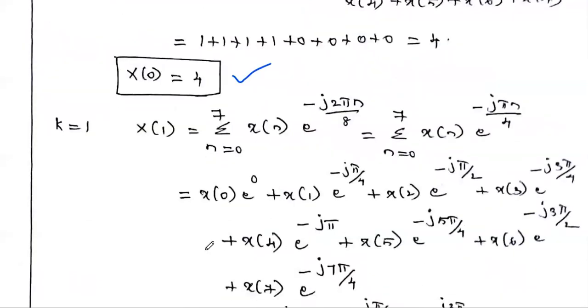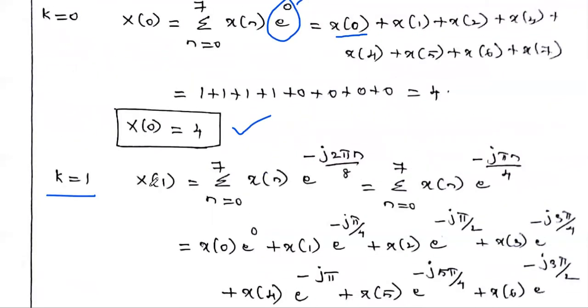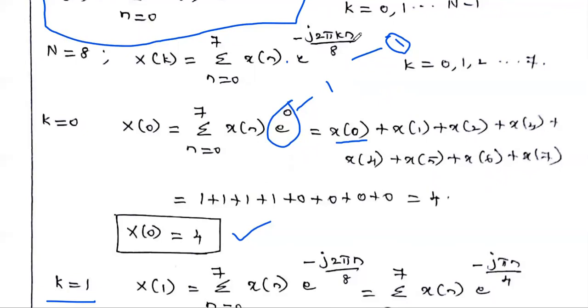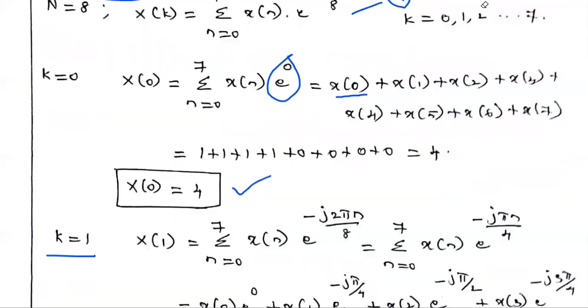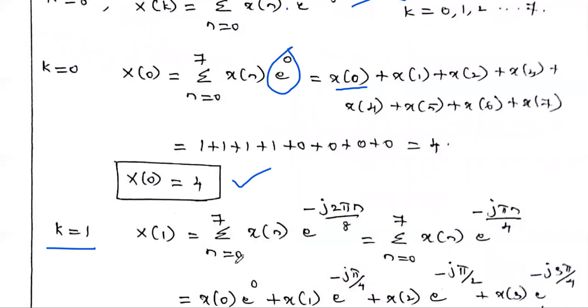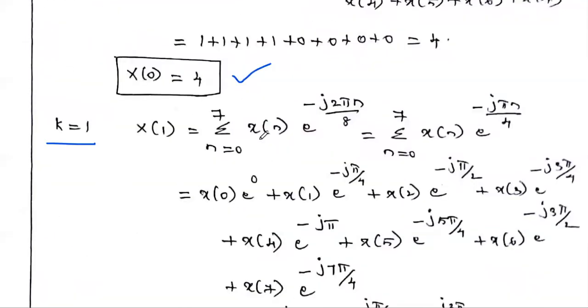Similarly, we have to find for k equal to 1. So if you are substituting k equal to 1 in this equation number 1, we may get X of 1 equal to summation n equal to 0 to 7 of x of n into e power minus j 2 pi k n divided by 8, where k is 1.